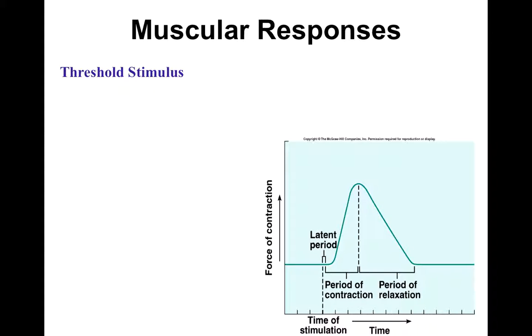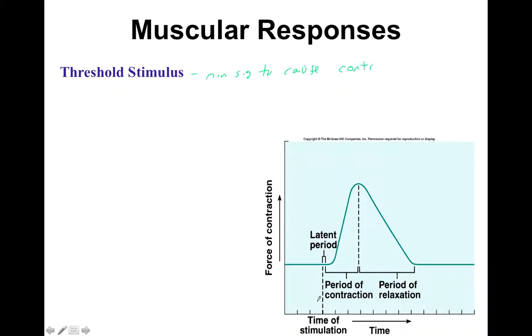All right, muscle responses. We have a threshold stimulus. The threshold stimulus is the minimum signal to cause a contraction. Okay. A twitch is just a single contraction, a single muscle fiber contracting.